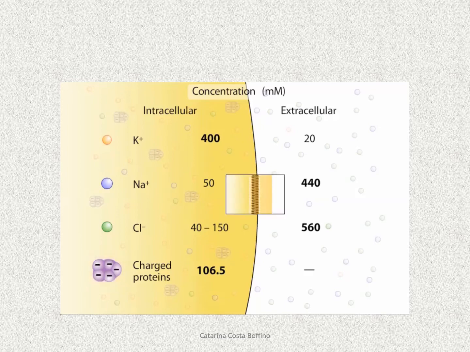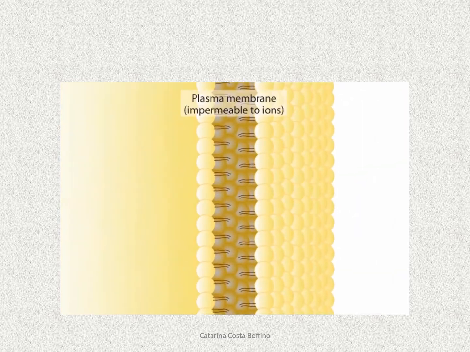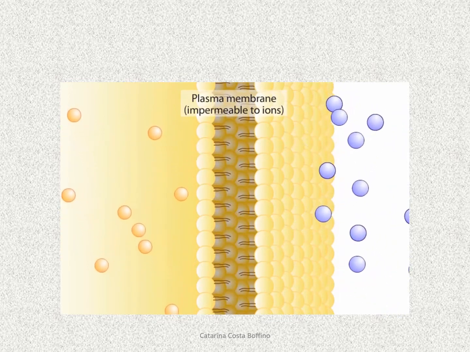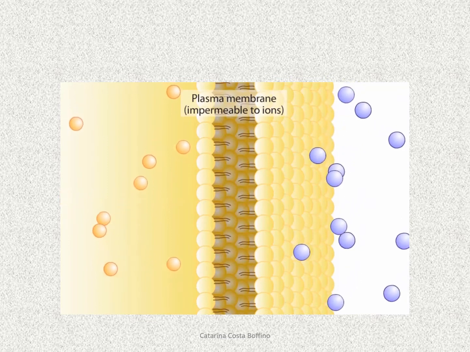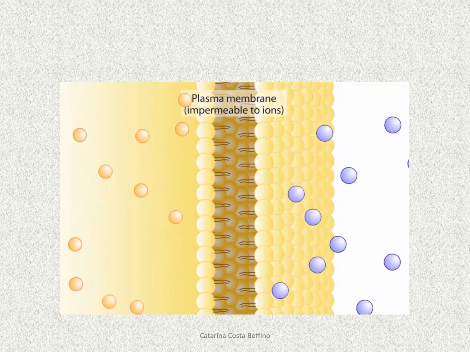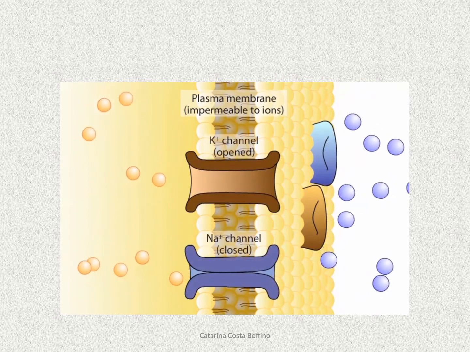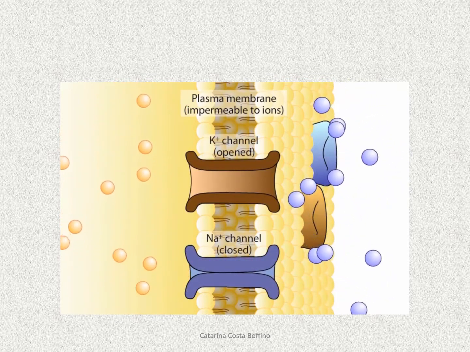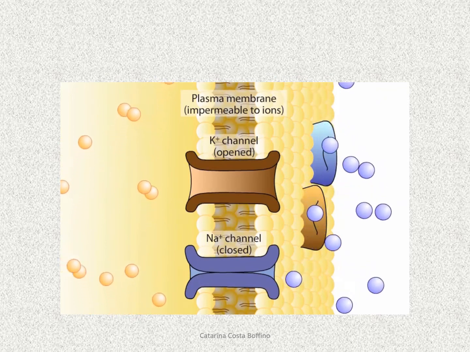The plasma membrane is composed of a lipid bilayer. The hydrophobic interior of the bilayer prevents the movement of ions across the membrane. The only way that ions can diffuse across the membrane is by passing through specialized channels that permit the movement of particular ions while excluding others. These channels can be in an open or closed state.